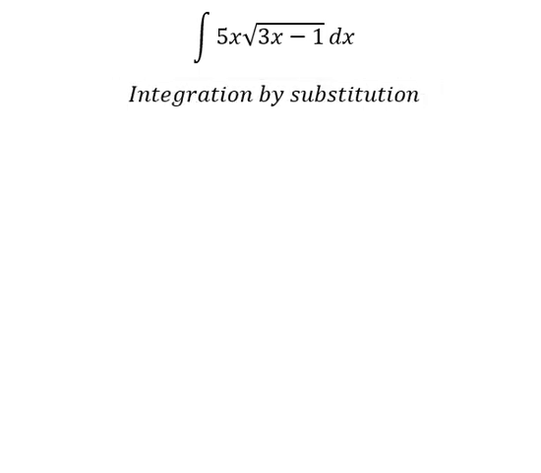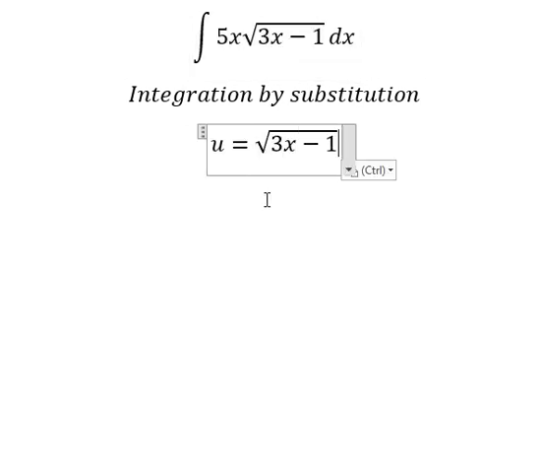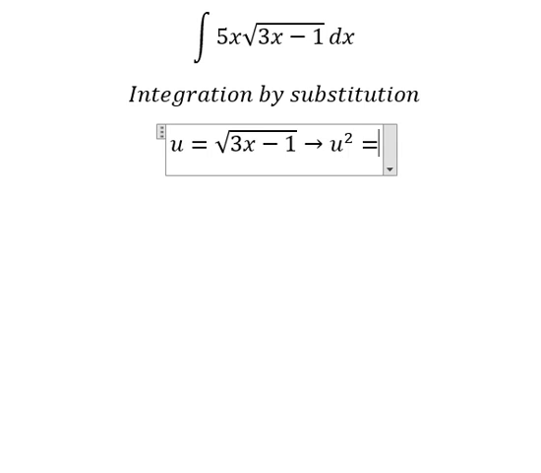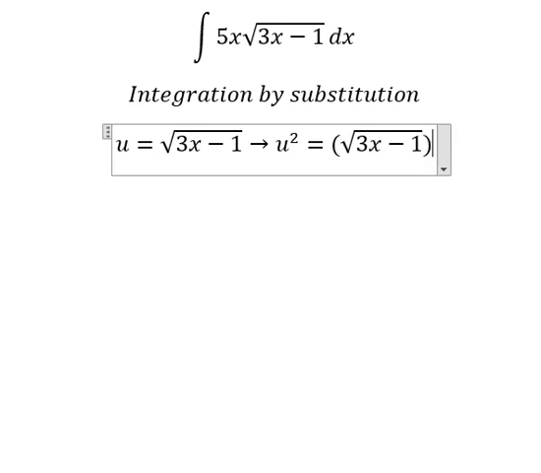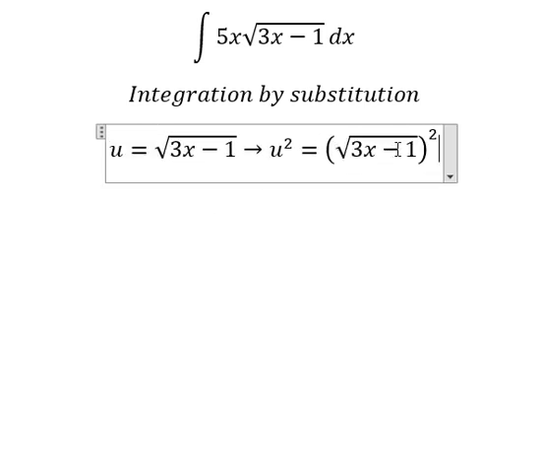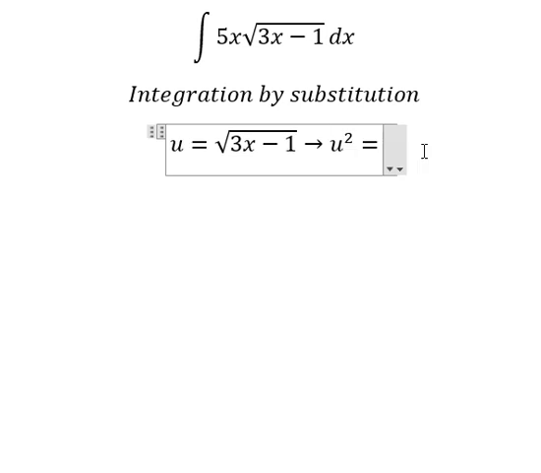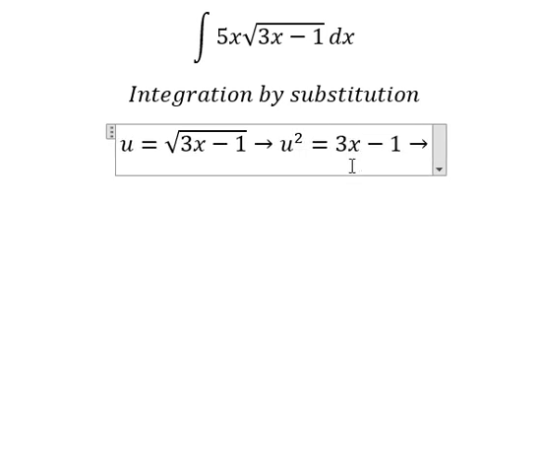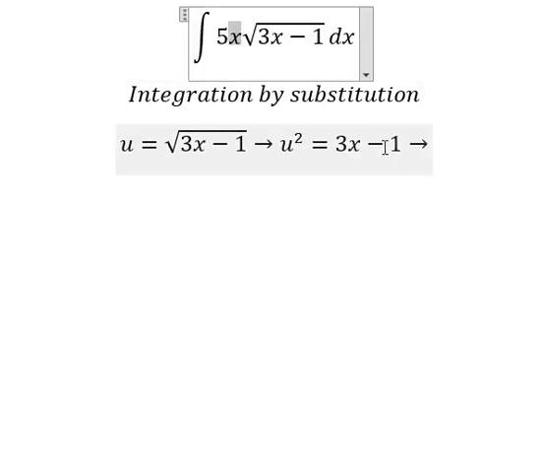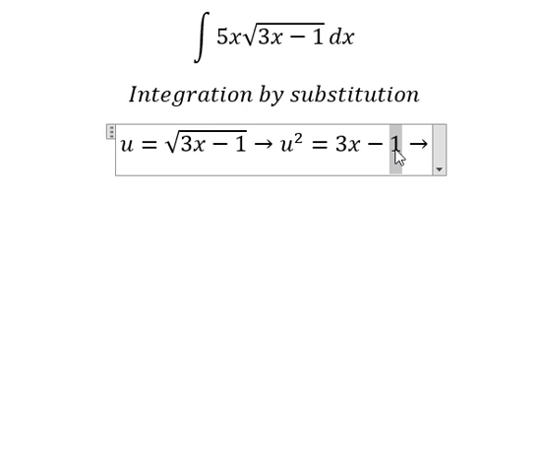So I will put u equals the square root of 3x minus 1. Then we square both sides to cancel the square root. Because we have x, I will move negative 1 to the left and we divide both sides by 3.